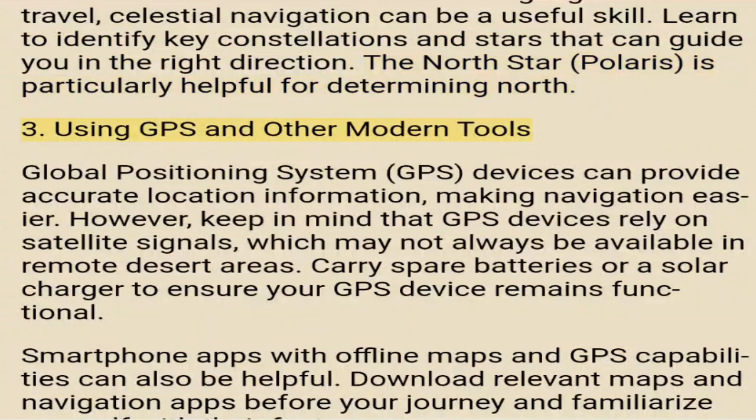3. Using GPS and other modern tools. Global Positioning System (GPS) devices can provide accurate location information, making navigation easier. However, keep in mind that GPS devices rely on satellite signals, which may not always be available in remote desert areas. Carry spare batteries or a solar charger to ensure your GPS device remains functional.